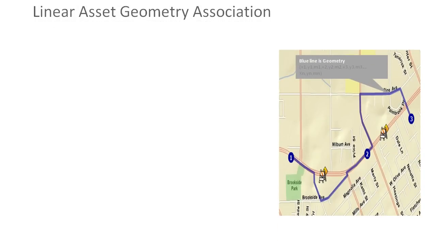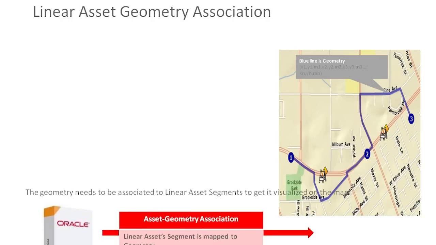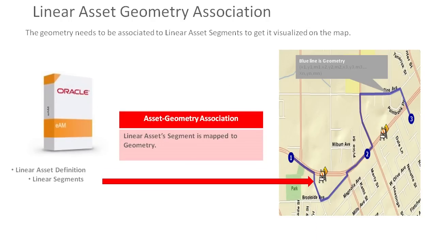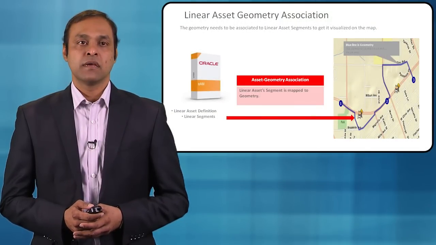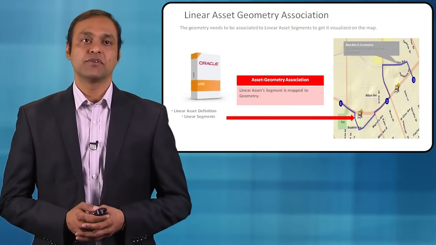So, once you have the geometry in place, you need to associate that geometry to a linear asset in EAM. In a linear asset, we have linear segments. Once you connect the linear segments with the geometry, you should be able to visualize that on the map. So, it's all about getting the geometry from the GIS system and linking it to the EAM linear asset, and then you are ready to visualize that on the map.